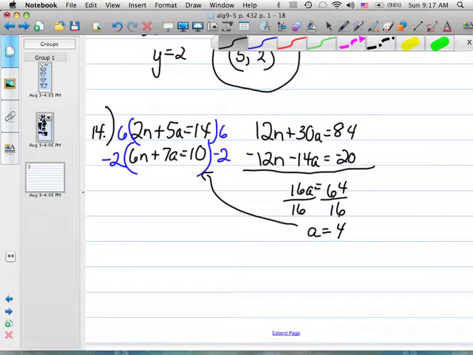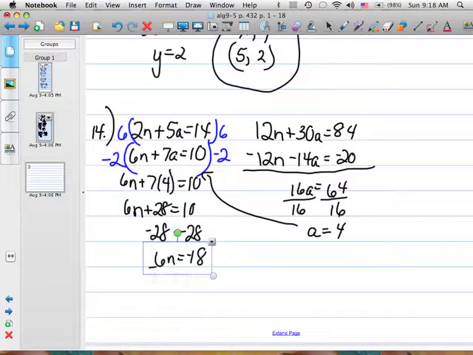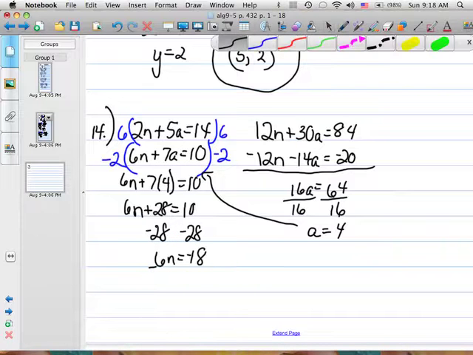Substituting back in, I get 6n plus 7 times 4 equals 10. 6n plus 28 equals 10. Subtract the 28, and I get 6n equals negative 18. Divide by 6, and n equals -3. Our ordered pair is A, N. A is 4 and N is -3.